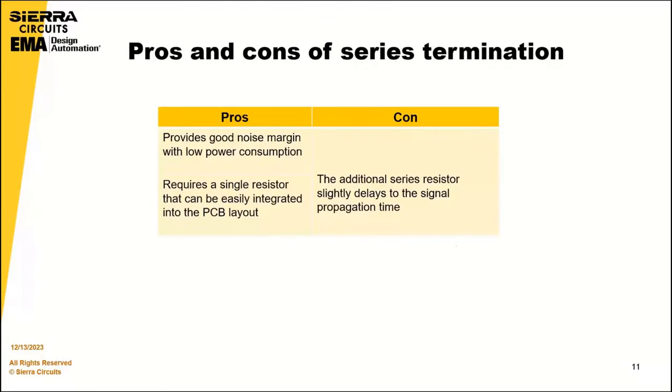Every type of termination has its pros and cons. Here, the series termination resistor provides a good noise margin with low power consumption. It requires a single resistor that can easily be integrated into the PCB layout. In terms of the con, the additional series resistor slightly delays the signal propagation time.